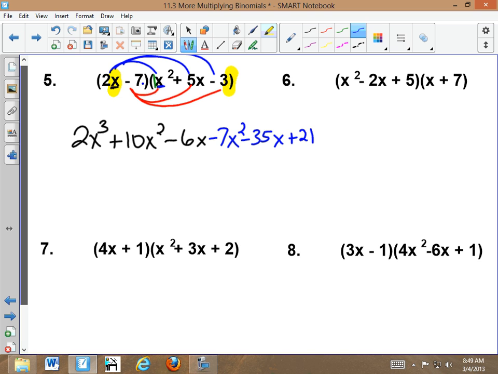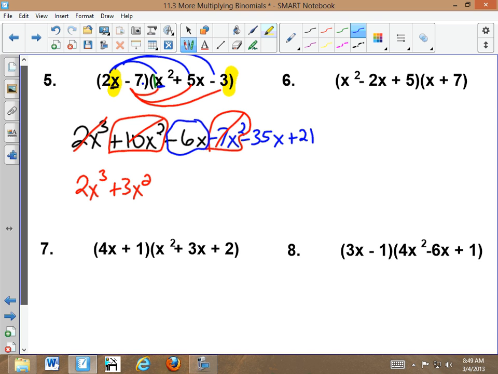Now I have to combine like terms. I don't have any other cubed x's, so that just comes down. Here is 10x squared. Here is negative 7x squared. So that becomes plus 3x squared. They're done. Here is a negative 6x. Here is a negative 35x. So that becomes negative 41x plus 21. That's my answer.